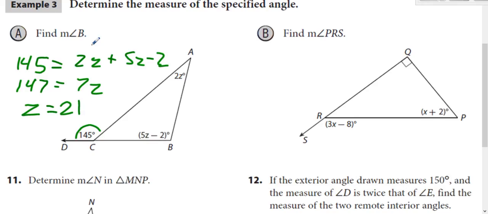But the question says find the measure of angle B. So you need to plug in 21 right there. So 5 times 21 minus 2. That's 105 minus 2 is 103 degrees.